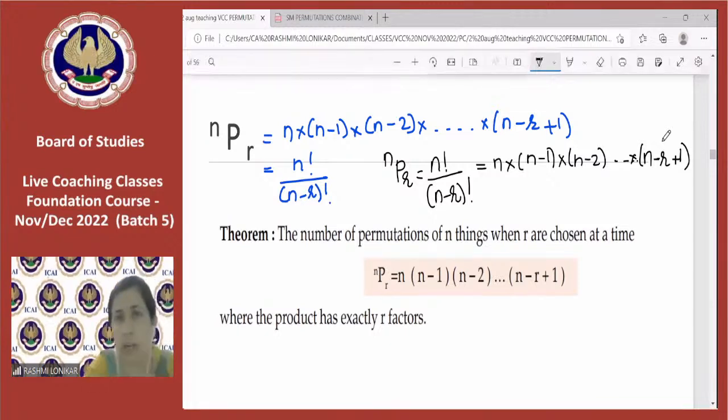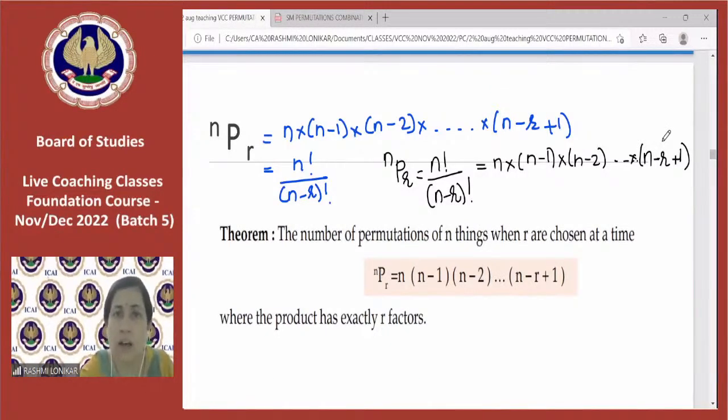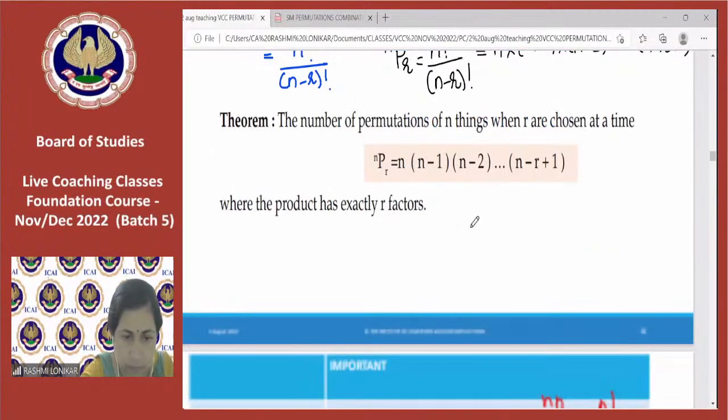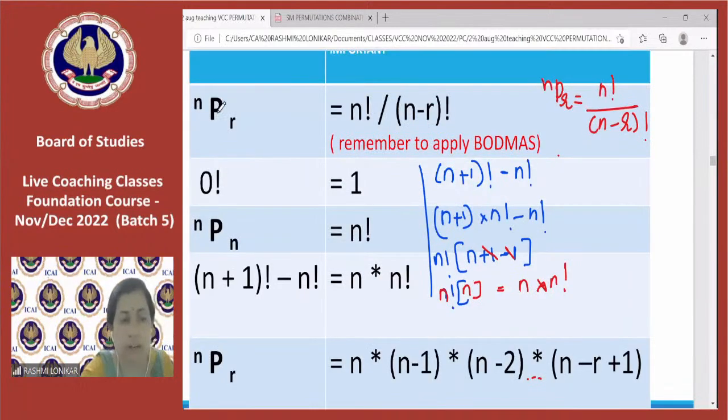So which formula will I use? It will depend on whichever sum we have. Whatever is useful for that sum, we will be using that formula. But there you have a choice, because it's an MCQ exam, you can use whichever formula is suitable to you. Okay, these are very important. nPr we already know. Remember to apply BODMAS, so you have to solve the bracket n minus r first and then find the factorial of that number.